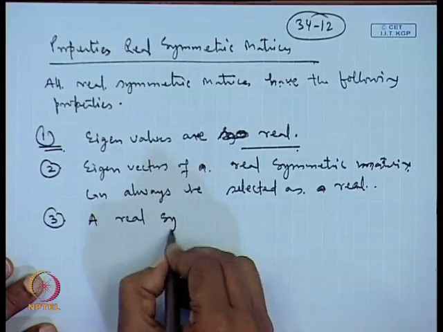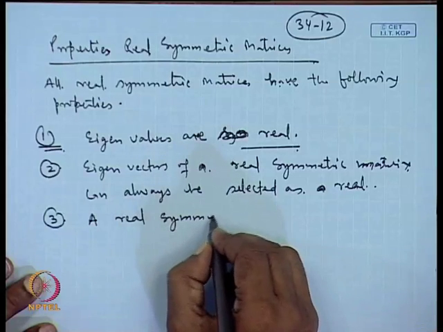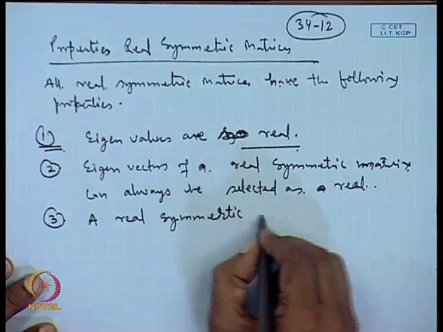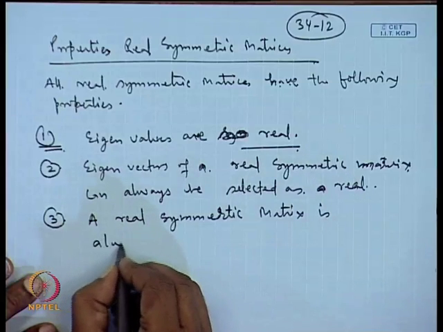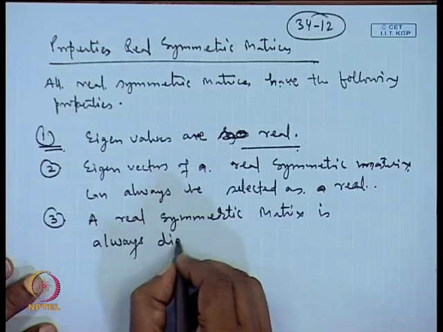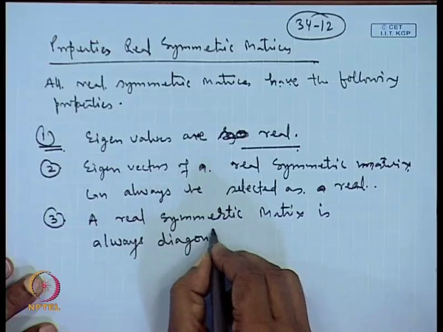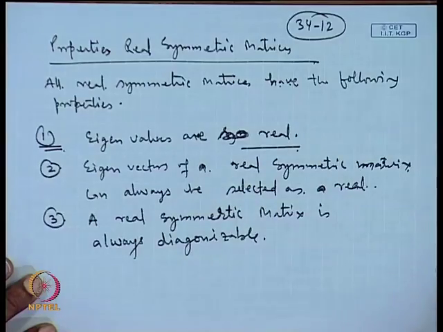A real symmetric matrix is always diagonalizable. So, what does diagonalizable mean?